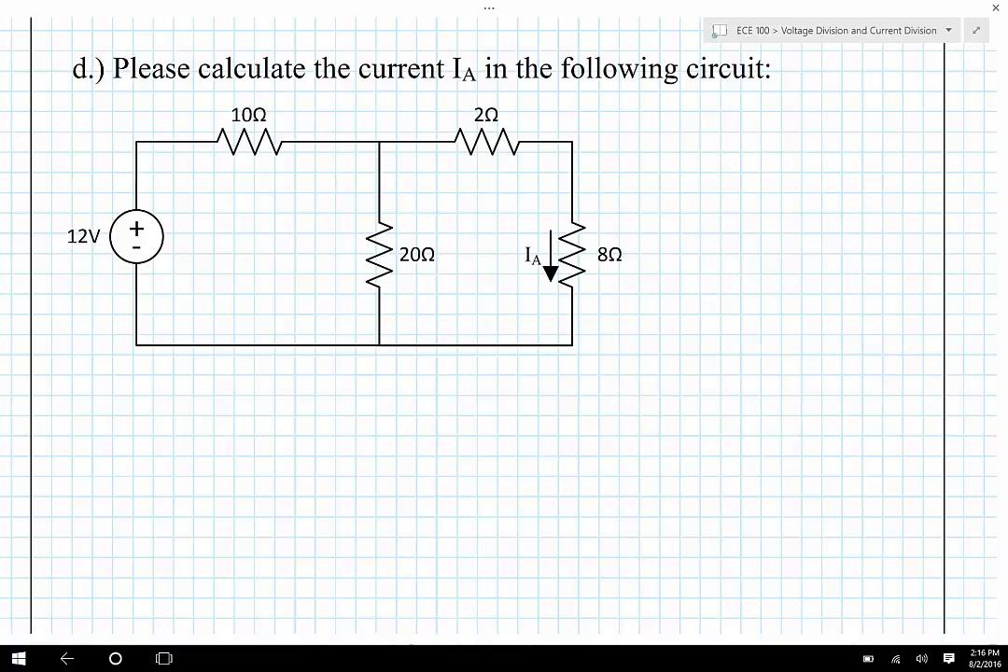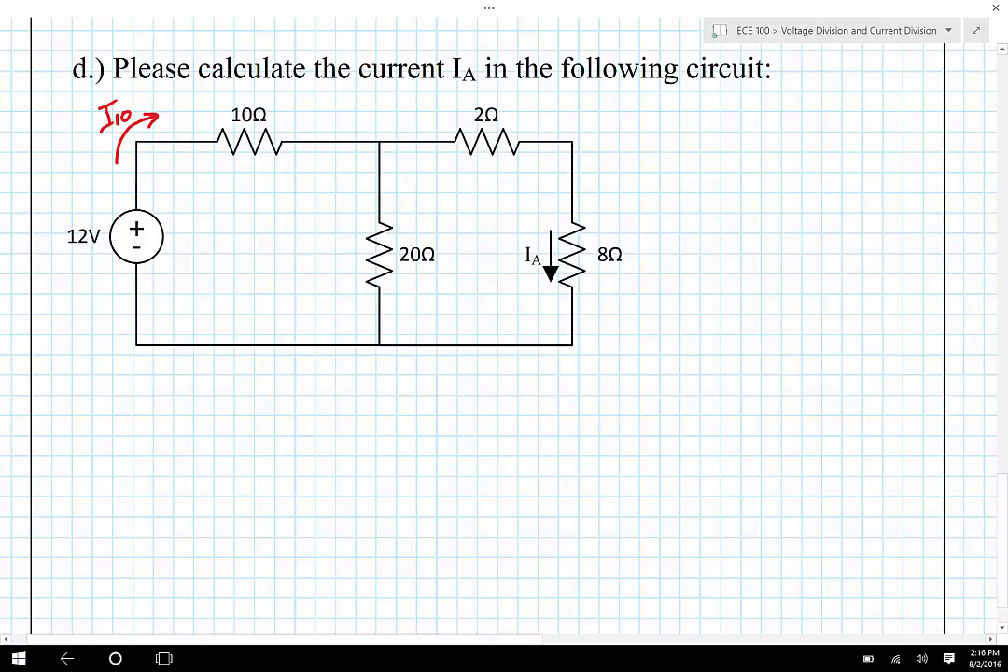Okay, and then we're going to calculate the current I sub A. It seems like this circuit is a little bit easier than the previous one, but here's the problem. This is a voltage source. Up until now, everything that we've been doing has been a current source, so we have to work with a voltage source now. That means that I need to get this all down to just one resistor so that I can calculate this current right here. I'll call that I sub 10 for the 10 ohm resistor that it's going to pass through.